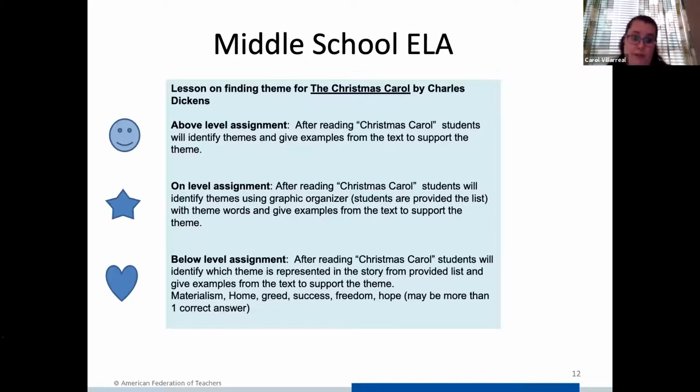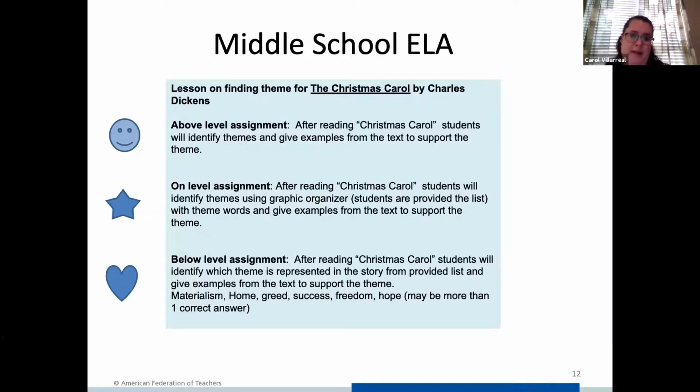Your below level students, after reading Christmas Carol, will identify which theme is represented in the story with a provided list and give examples from the text to support the theme. Again, they're still having to provide that text evidence, but this time they're given a list of possible themes like materialism, home, greed, success, freedom, and hope. There may be more than one correct answer. So using that list, they go in and find examples of that theme in the story.